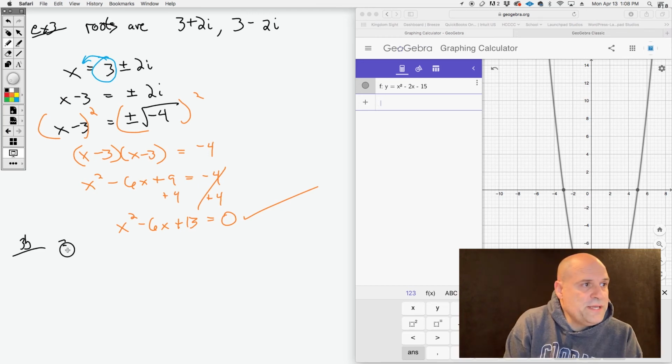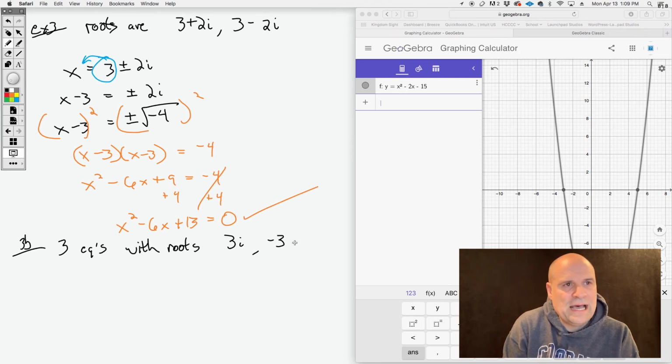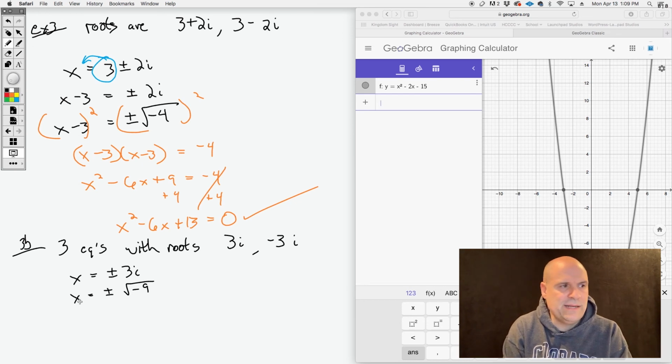All right, let's try 3b. 3b says write 3 equations with roots 3i and -3i. Well, let's write it like this first. x equals plus or minus 3i. All right, let's write it as a square root: plus or minus the square root of, let's see, that i becomes a negative and that 3 becomes a 9. There's nothing to bring over to that side, so we're just going to square both sides. x squared equals -9. Okay, bring the 9 over. x squared plus 9 equals 0.